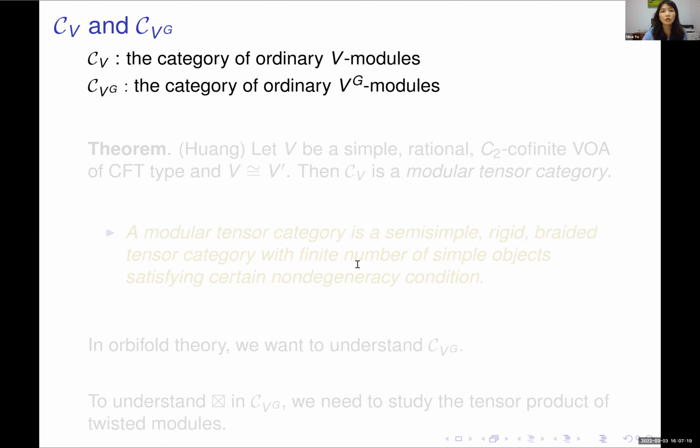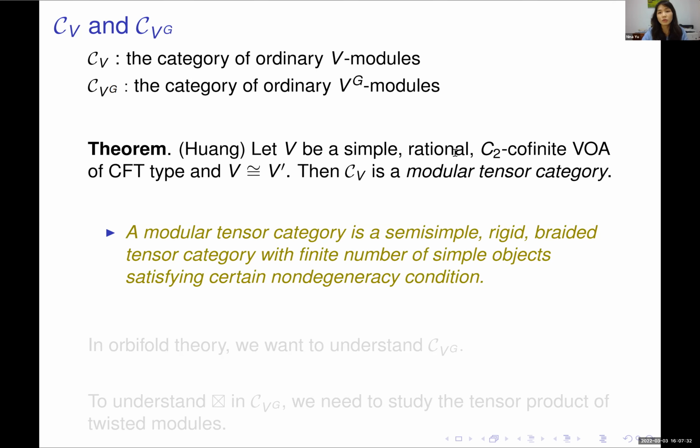Now we are going to denote CB, the category of ordinary B modules, and CBG is the category of ordinary modules for the orbifold. And it's well known that if B is a rational, simple, C2 cofinite BOA of CFT type and is self-dual, then the module category is a modular tensor category, which means that it satisfies many nice properties. It's a semi-simple, rigid, braided tensor category with a finite number of simple objects and satisfying some non-degeneracy condition.